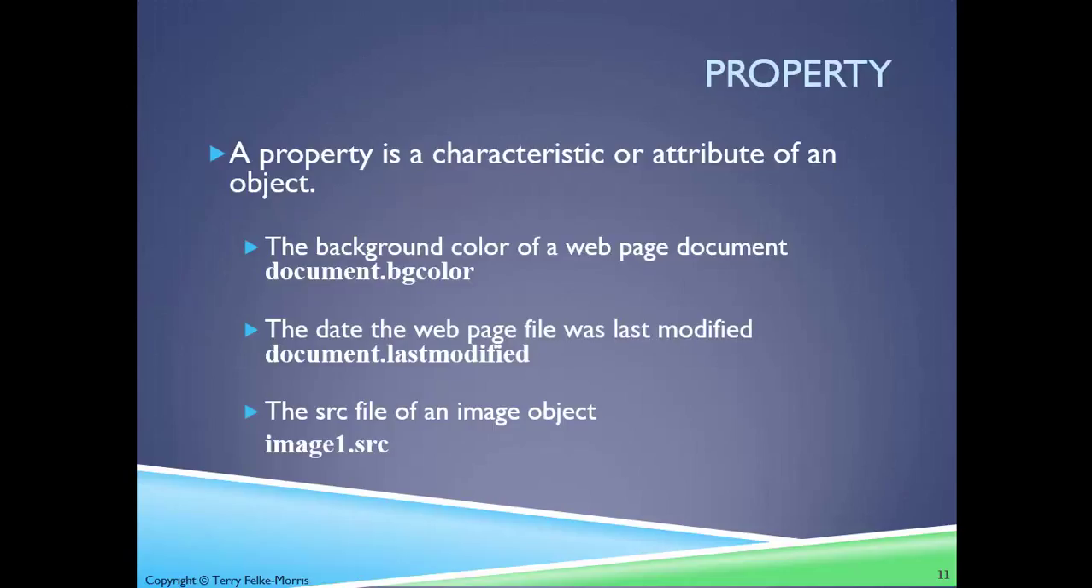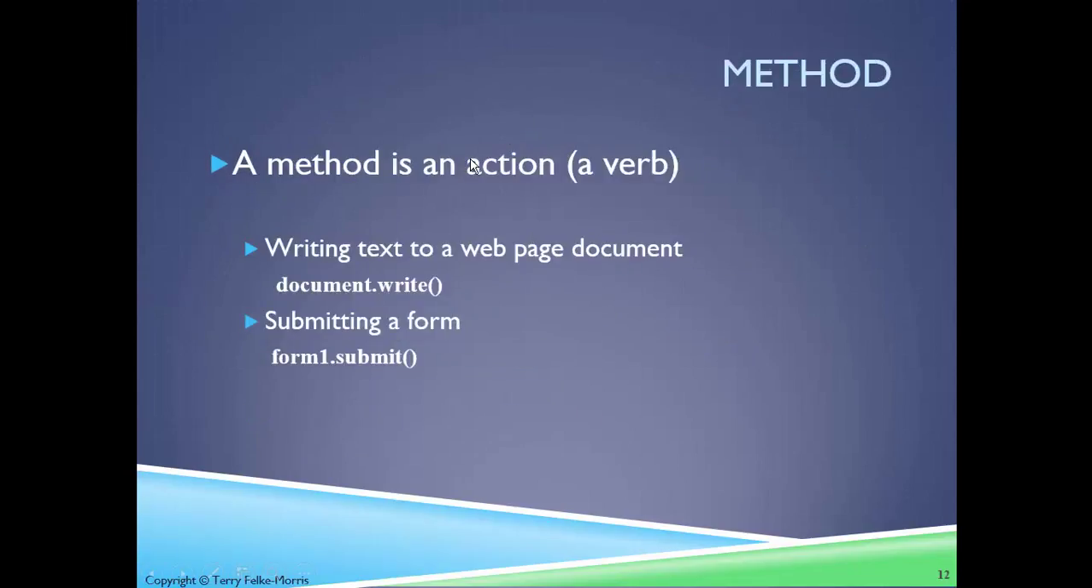A property is a characteristic or an attribute of an object. If that confuses you, think about it this way: if I was going to be talking about a person object, their attributes might be their height, their weight, their gender, their eye color, their hair color, etc. Some of the examples they give here: the background color of a web page document, the date a web page file was last modified, the source file of an image object. And there are plenty of other ones.